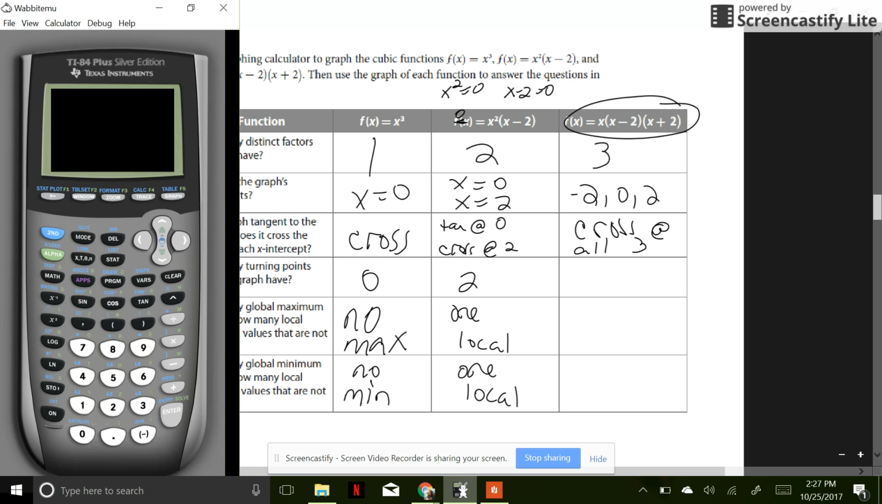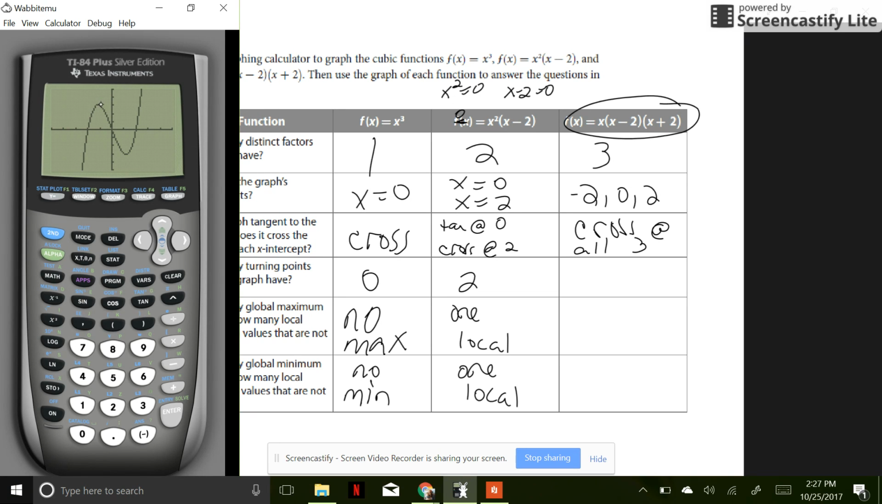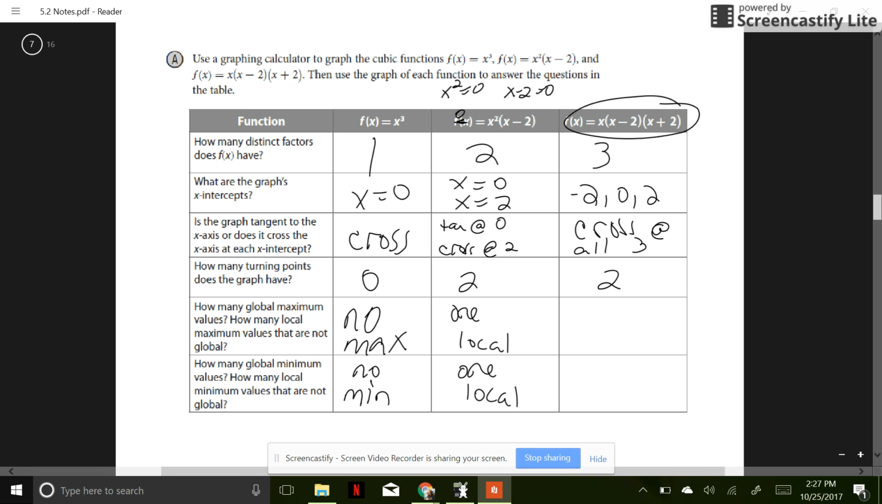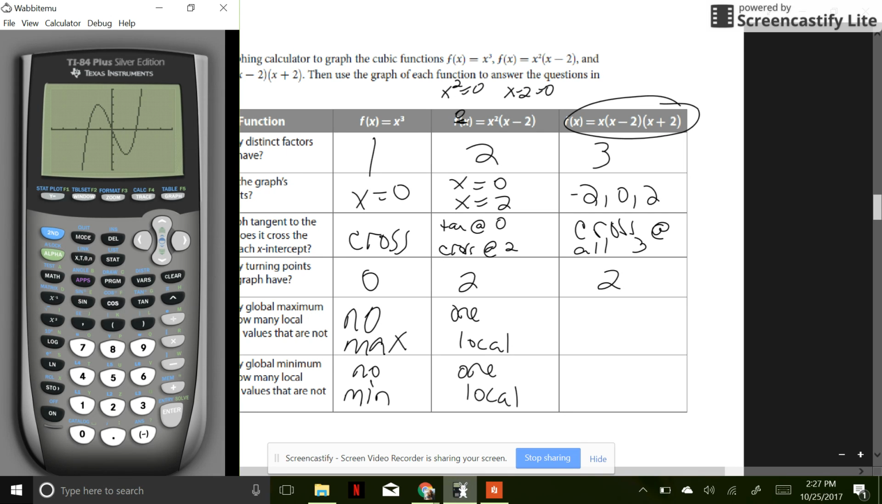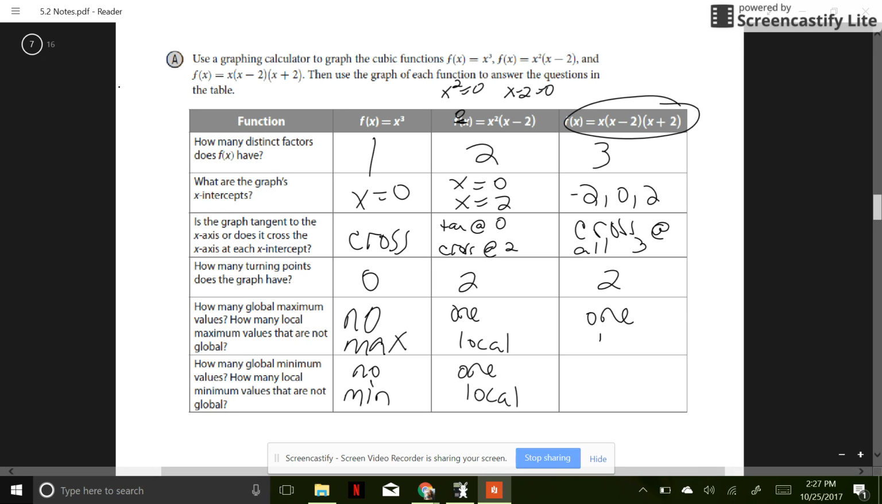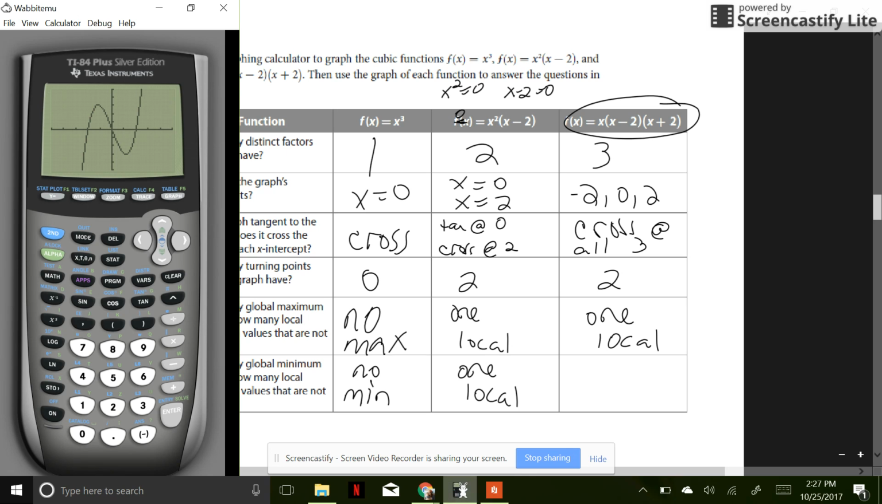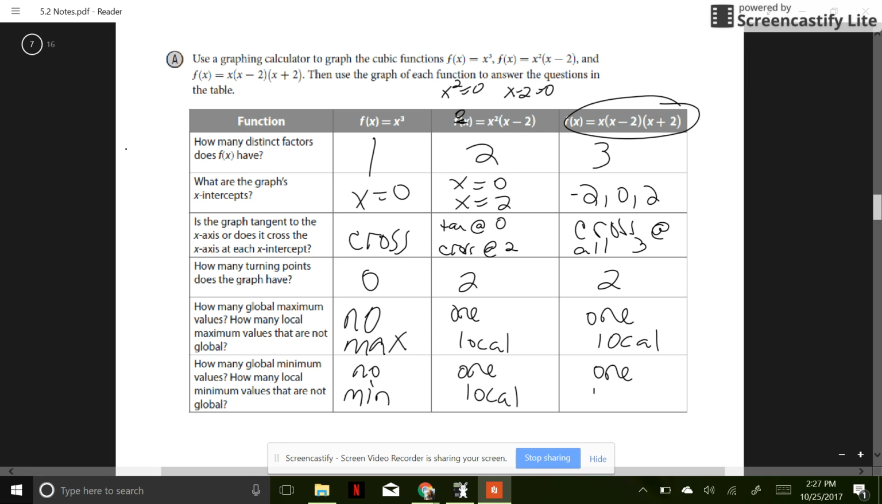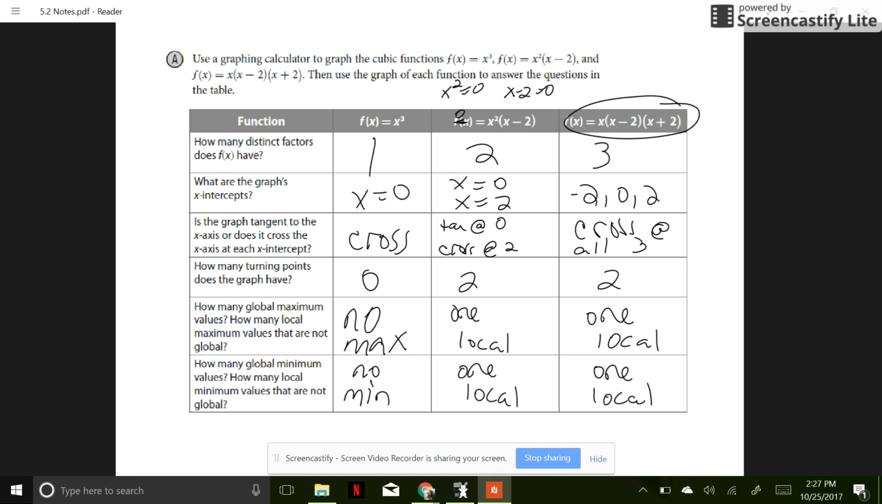Turning points, where are we changing direction? So we start increasing, we hit a hill, we change directions. That's 1. We're decreasing, we hit a valley, we're changing direction here, so that means we should have 2. Change direction twice. Max and mins. So we've got one maximum, that's the top of our hill. It's not the biggest number our function ever hits, so that means it's got to be local. We have one local max. And minimums, we've got one valley here. It's not the lowest amount that our function ever hits, so that means it's going to be local as well. So this is how we can analyze different aspects of cubic functions.